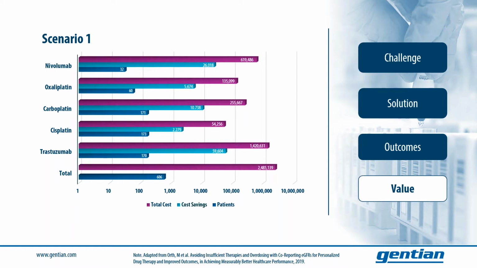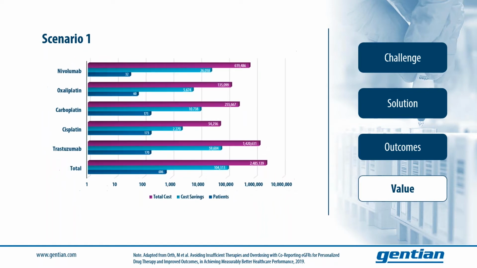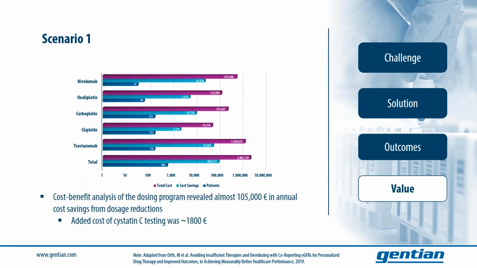From a purely financial perspective, developing personalized dosing regimens for the 5 medications listed here, nivolumab, oxaliplatin, carboplatin, cisplatin, and trastuzumab, generated over 104,000 euros in annual savings through dose reductions. What's noteworthy here is that the added cost of incorporating Cystatin C into the evaluation of the 606 patients involved in this project was around 1,800 euros.